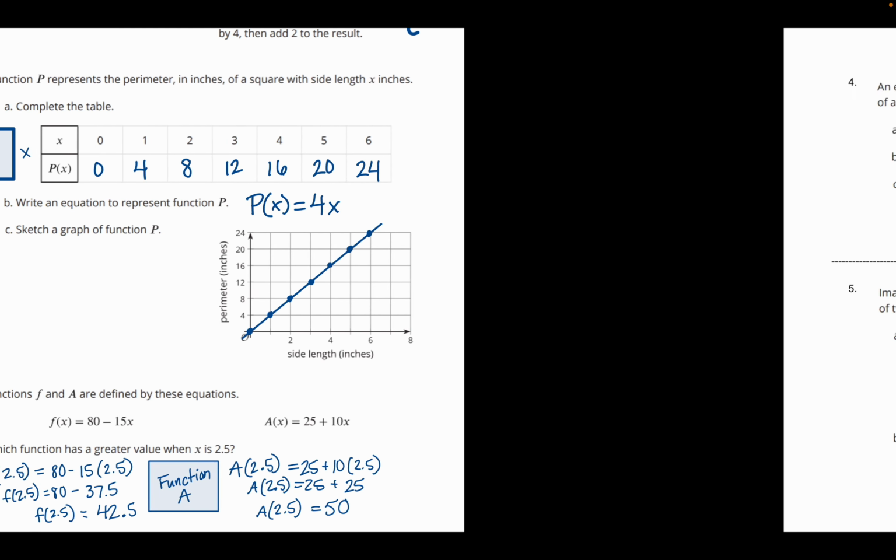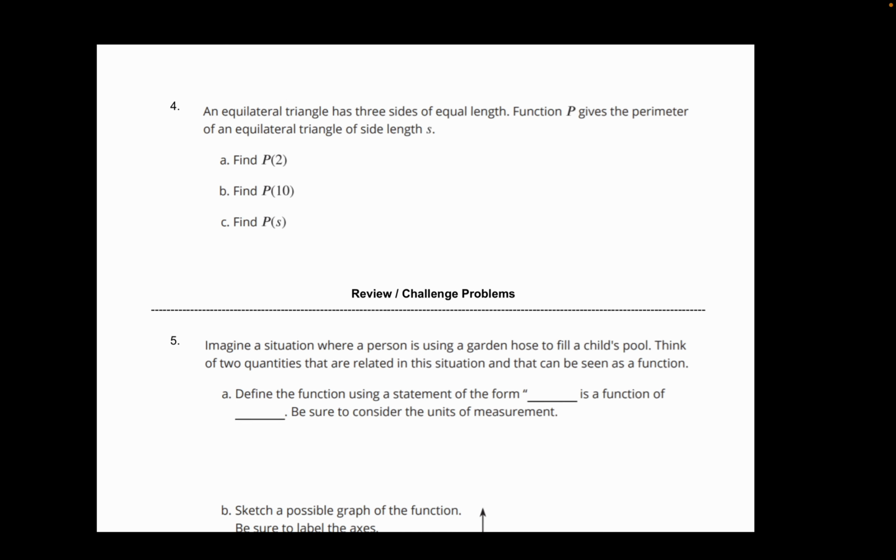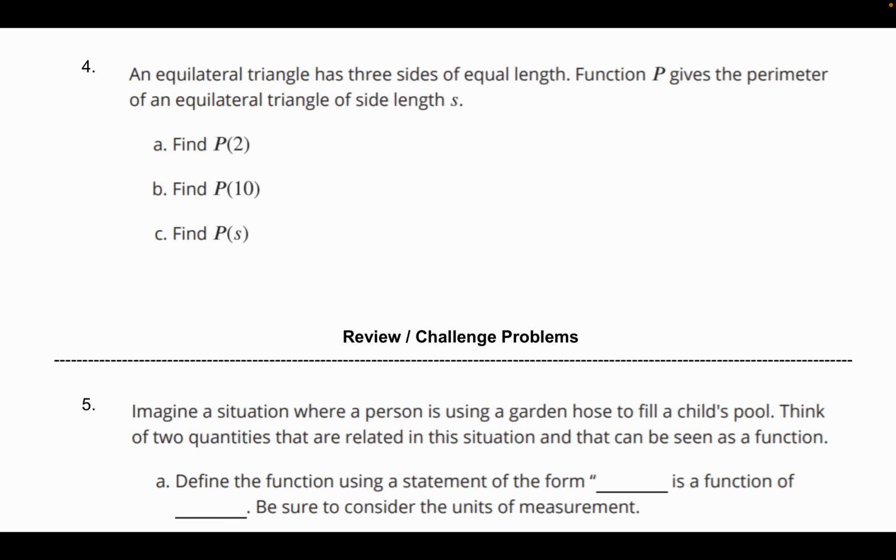Now let's go to the backside, or the next question, for question 4. An equilateral triangle. So it's defining it here for us and saying it has 3 sides of equal length. The function p is going to give us the perimeter of an equilateral triangle when it has a side length of s. So this is my input. And if it gives something, that means the output is the perimeter, because it will give you the output values.